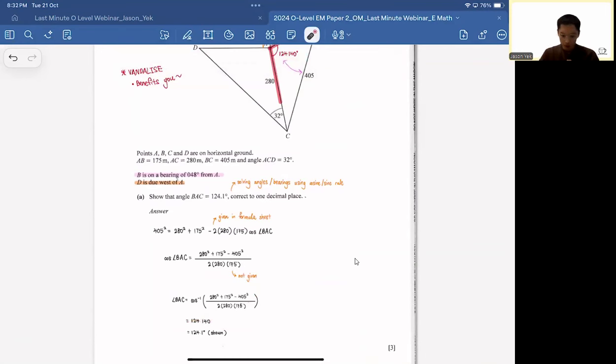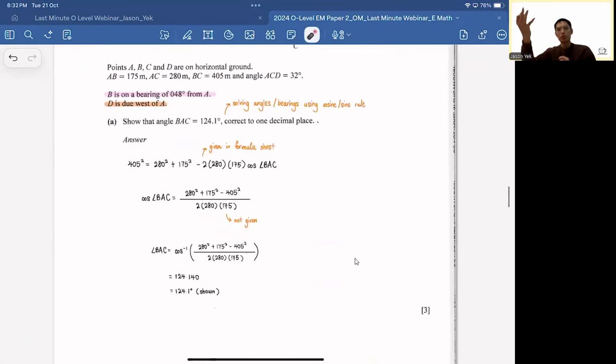But one thing to take note, because if there's a part A, there's going to be a part B, C, D, just tell yourself this value is going to be used. So always remember to leave intermediate answers to 5 to 7 significant figures to prevent rounding error. Okay, so this is the first part.